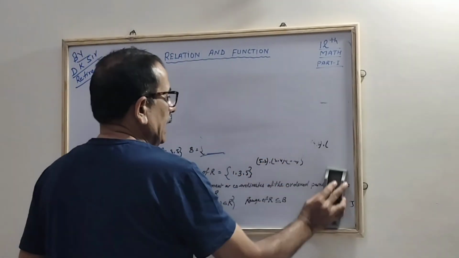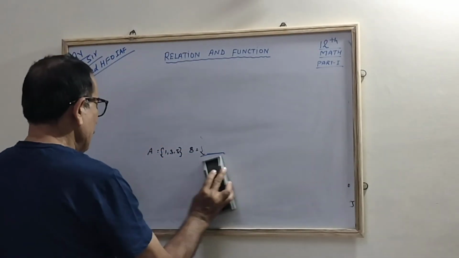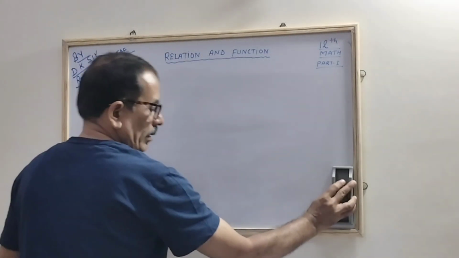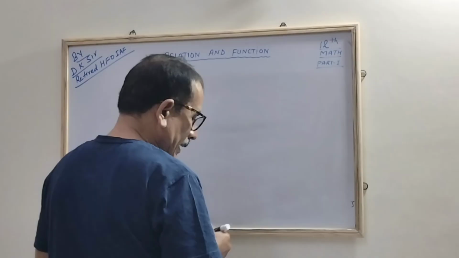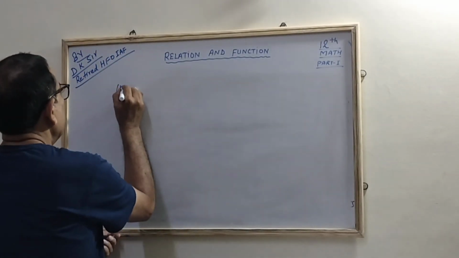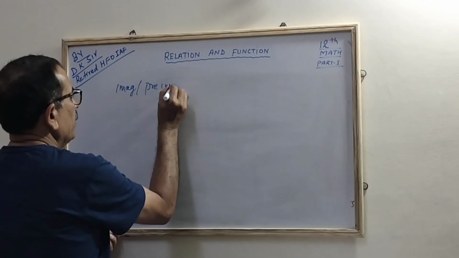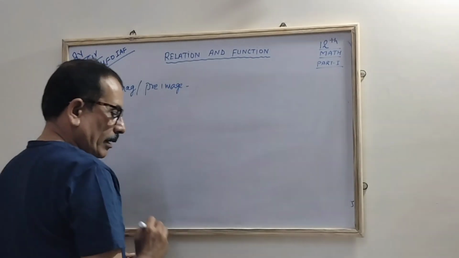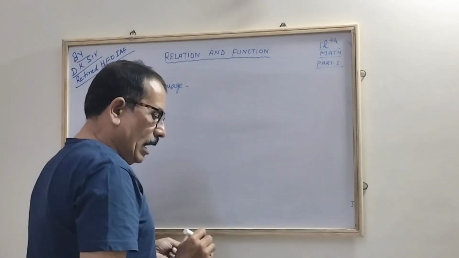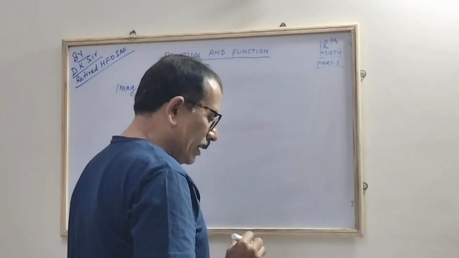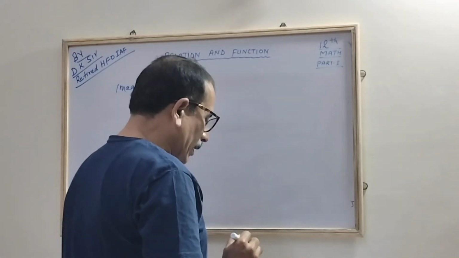Next is the image and the pre-image. What is the image? Pre-image. In the ordered pair, the second coordinates will be the image of the first coordinates.